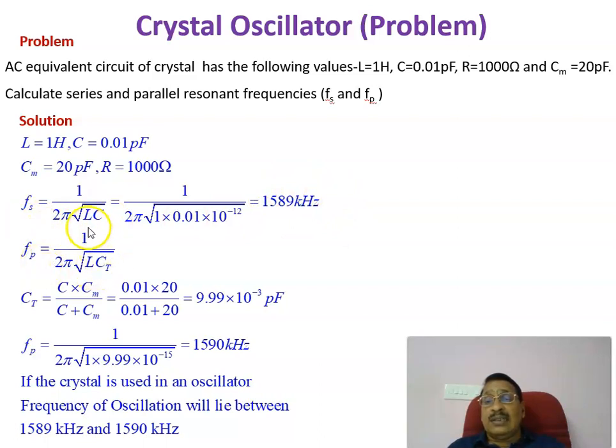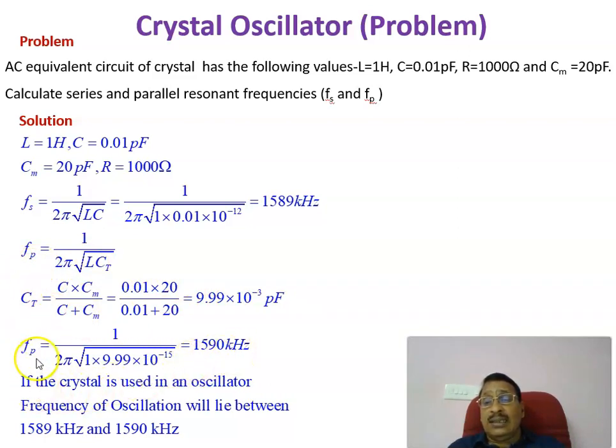And Fp is given by the parallel resonance, 1 by 2 pi root of L into Ct, where Ct is the series combination of the two capacitors. When two capacitors are connected in series, you get C into Cm divided by C plus Cm. That is the total capacitance. Substituting that here, you will get approximately 1.5 megahertz.